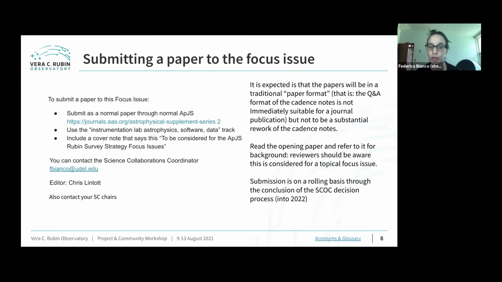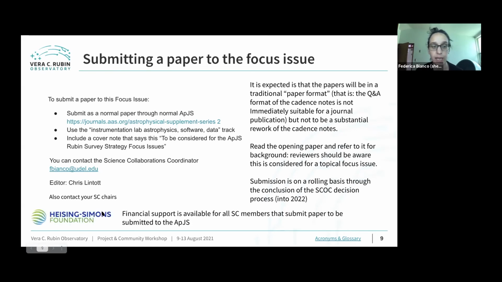You can also contact me, and Chris has also kindly encouraged us to contact him directly if there are any issues. And I also recommend that if you're in a science collaboration, you contact your science collaboration chairs so they can keep a tally of what papers have been submitted and make sure that they ended up on the right track of the AAS journals collections and on the right editor's desk.